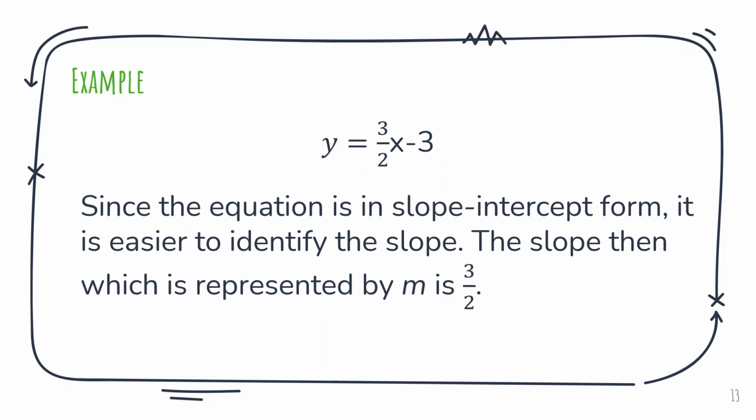For the example, our equation is y is equal to 3 over 2 x minus 3. So since the equation is in slope-intercept form, it is easier to identify the slope. The slope then, which is represented by m, is 3 over 2.